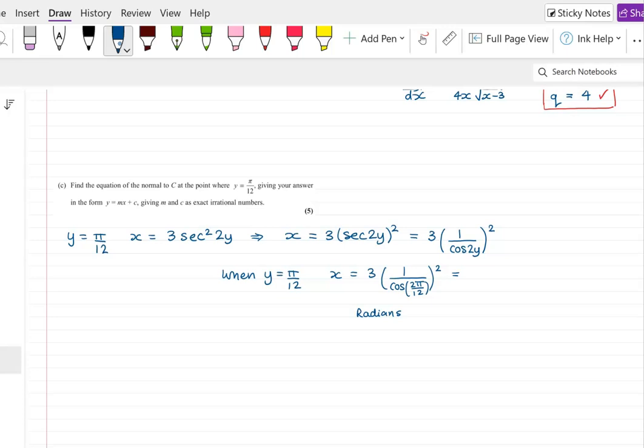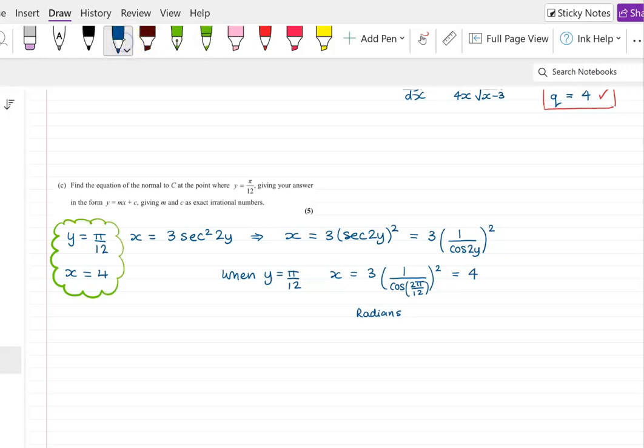I'm going to type that in. So I've got 3 lots of, and then I've got that big fraction, which is 1 over the cosine of 2 pi over 12. And I'm just going to type it in exactly as it is there, all squared, and I end up getting 4. So that's nice, lovely. So I've got x equals 4 and y equals pi over 12. Nice, I'm definitely going to need those.